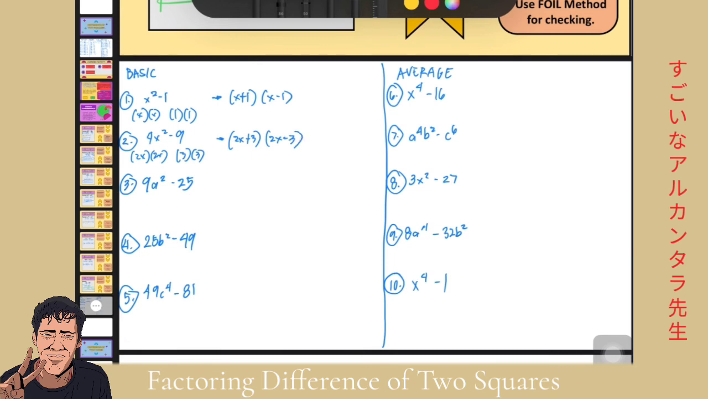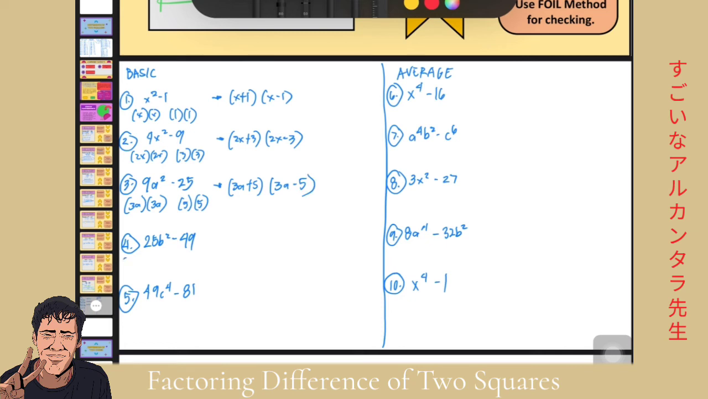Okay? Next, 9a squared, that's 3a times 3a. 25, that's 5 times 5. So therefore, you can get here 3a plus 5. Then lastly, you can have 3a minus 5.